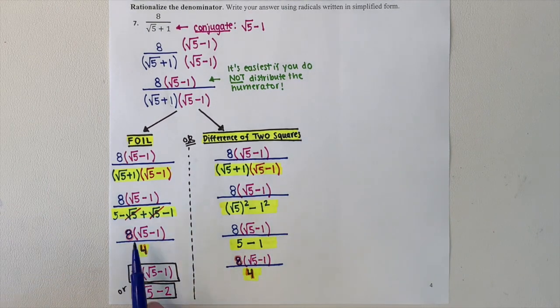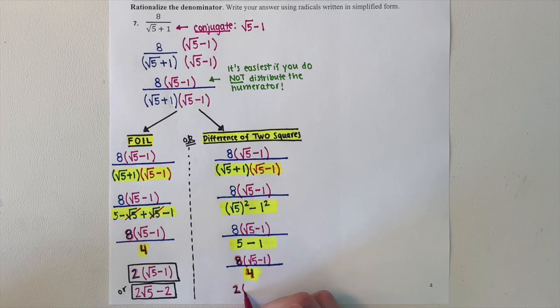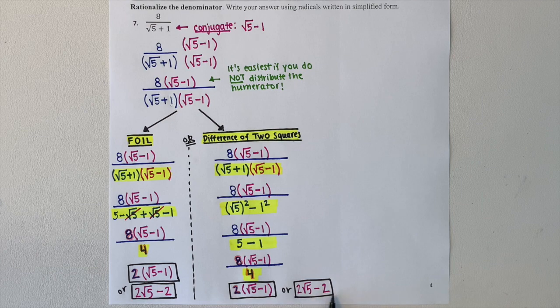And then just like we did over here, we can take 8 divided by 4 to give us 2. And then we'll bring down this square root of 5 minus 1. Notice we got the exact same answer over here. And just like we said over here, if you'd like to distribute this 2, you can. That will give you this answer here. Either answer will be accepted.